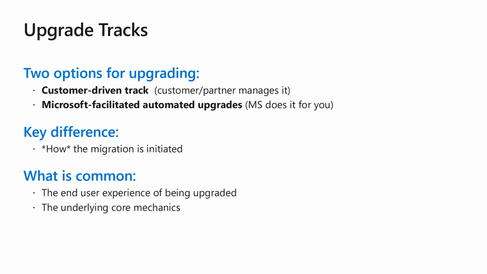Now, as we look at the upgrade itself from an IT perspective, there's really two options that we have from an upgrade track. There's the customer-driven track, where the customer decides that they are ready to go to Teams. They determine the time frame, and then the customer and/or the partner actually turns the levers and pulls the nerd knobs that allow the upgrade to happen. The other option is what we call the Microsoft facilitated automated upgrade process, an advantage in a service that Microsoft can offer, where Microsoft will do the upgrade process for you.